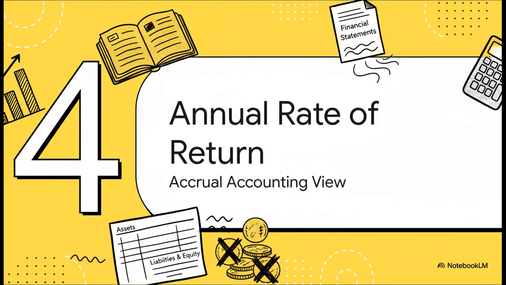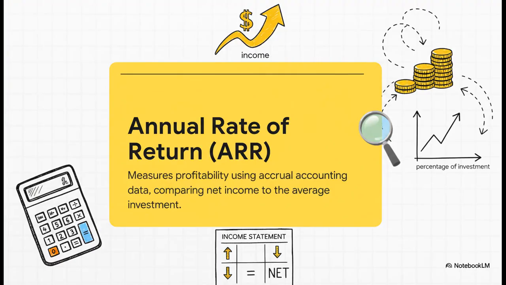Okay, let's shift gears a bit for our fourth section. We're going to look at a method that actually departs from cash flow analysis altogether and instead uses accrual accounting data. This is the stuff managers are used to seeing on the income statement. This method is called the annual rate of return, or ARR.